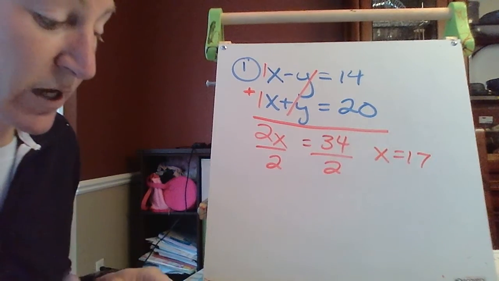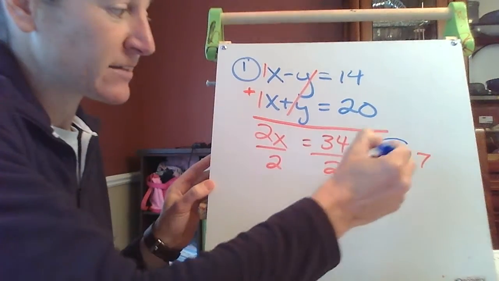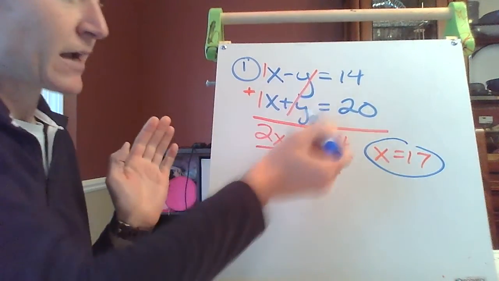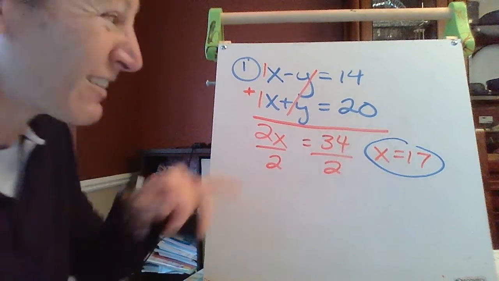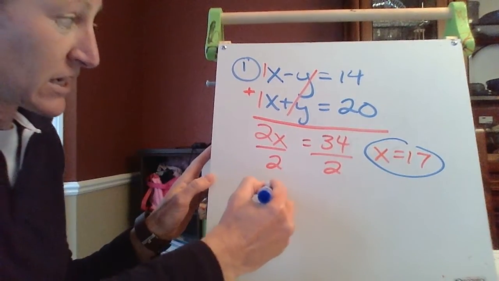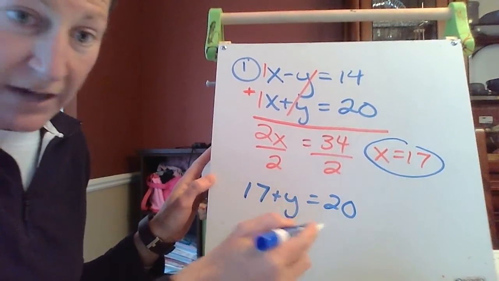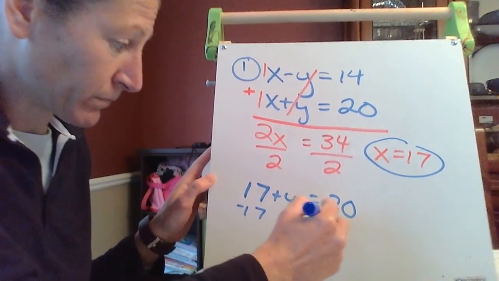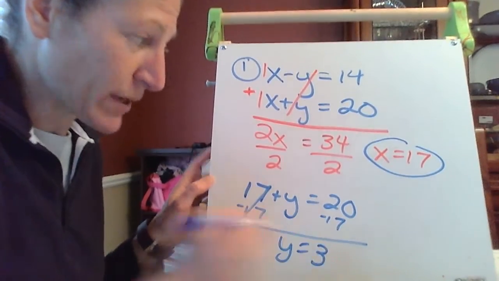Now we're going to do the next part, which is to substitute. We're going to take this x equals 17, and we're going to plug it back into either one of our 2 equations. It doesn't matter which one. I like positive equations, so I'm going to plug it in here. In place of x, I'm going to write 17 plus y equals 20. We're going to subtract 17 so that we get y equals 3.